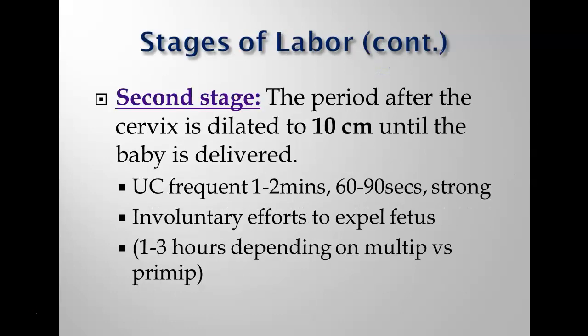In the second stage of labor, this is the period of time where the cervix is now 10, or fully dilated, and the baby is delivered. During this pushing phase, while mom's pushing this baby out, her contractions will be about every 1 to 2 minutes, lasting 60 to 90 seconds long. They'll be very strong, and there'll be an involuntary effort to expel the fetus. So although she is doing pushing, she will involuntarily do some pushing to expel this fetus, that her body will just take over and want to do. This can take 1 to 3 hours, depending on whether or not this is her first delivery or if she's had many before.